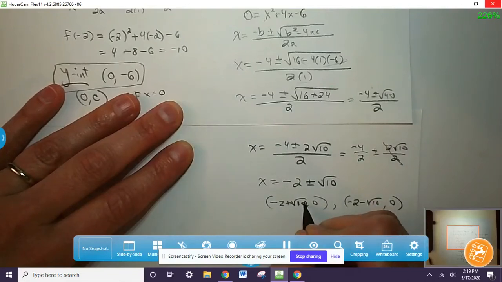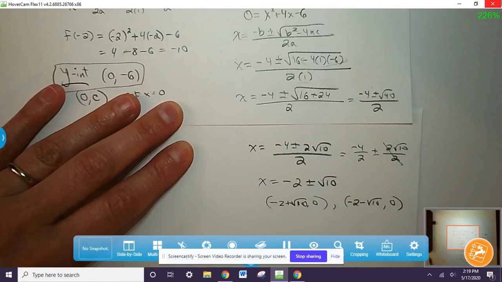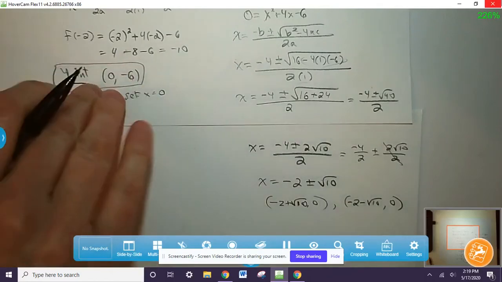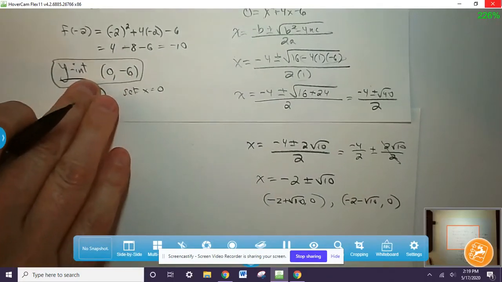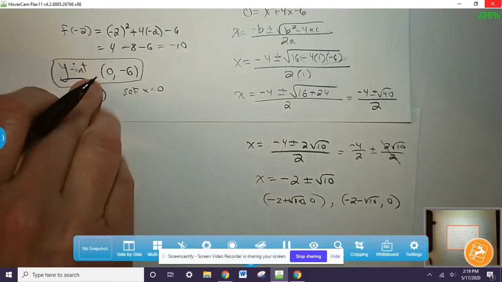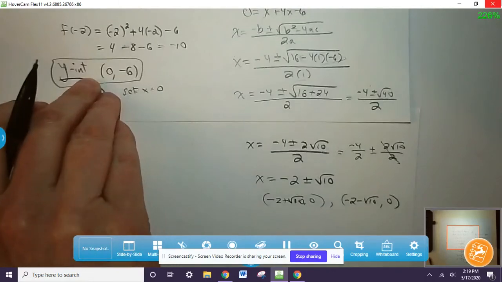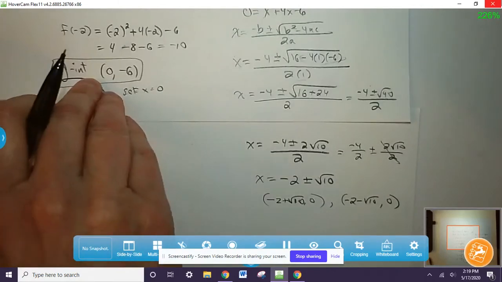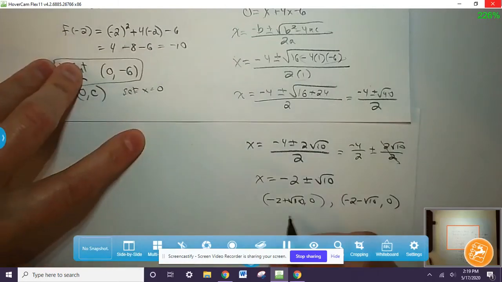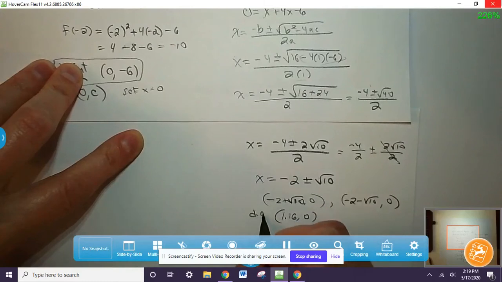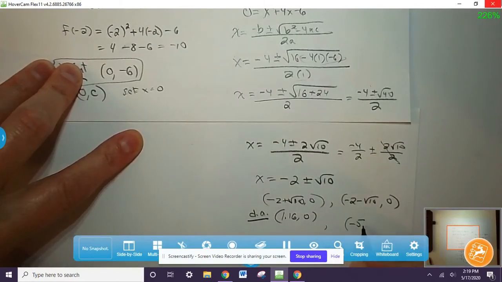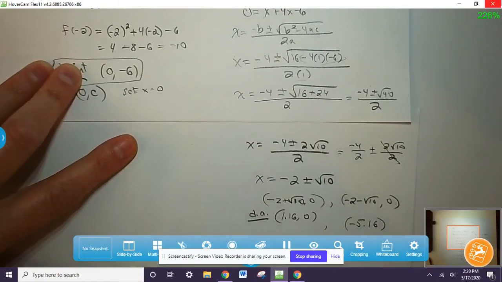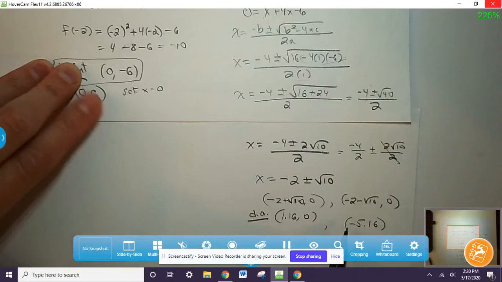Now, if we're going to look to graph this, because the directions said to graph, we're going to need to know what those values are. So we're going to sneak a calculator for some decimal approximations. And when we do that, we're going to end up with about 1.16 for a decimal approximation on that. And the decimal approximation on this one is about negative 5.16 when we sneak a calculator. And we'll need those decimal approximations in order to make the graph.